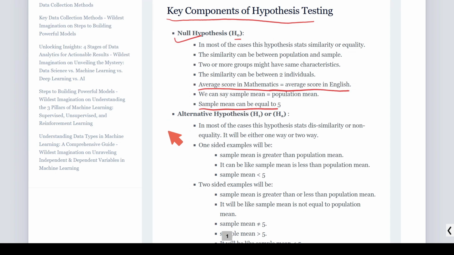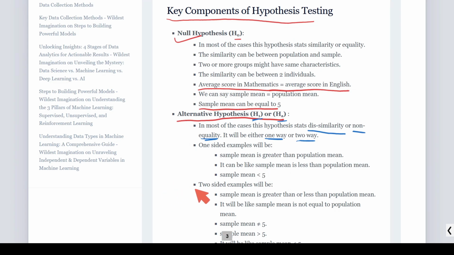Then the second component is the alternative hypothesis, which is generally denoted by H1 or HA. This alternative hypothesis mostly denotes dissimilarity or non-equality, and this can be either one-way or two-way. How? For example, a one-sided example can be: average score in mathematics is less than 50, average score in English is less than 80, or average score in mathematics is greater than 60, average score in English is greater than 60. These are examples of one-sided alternative hypotheses.